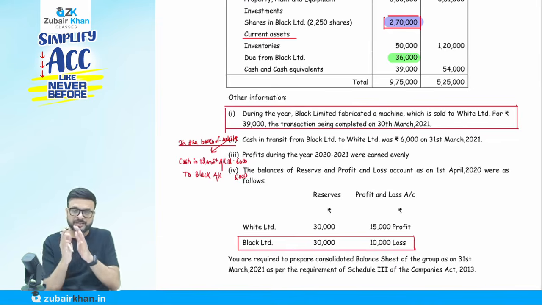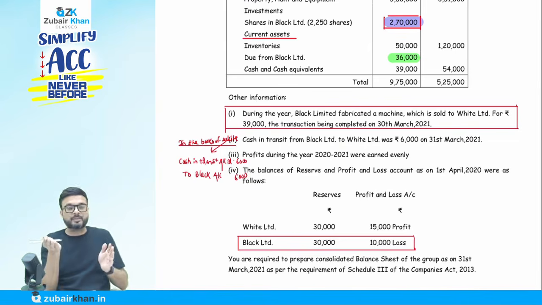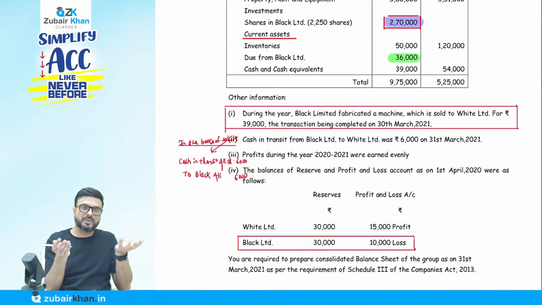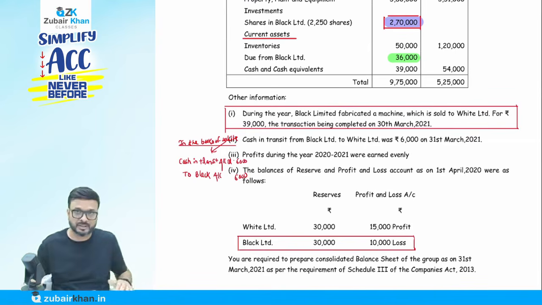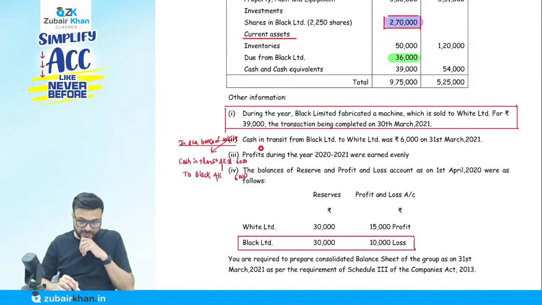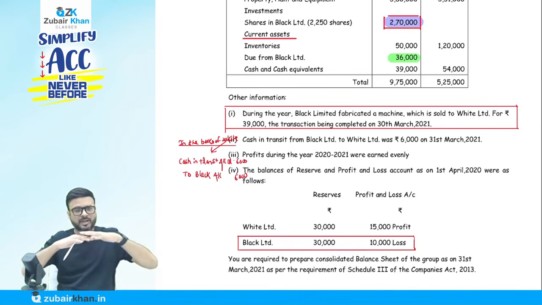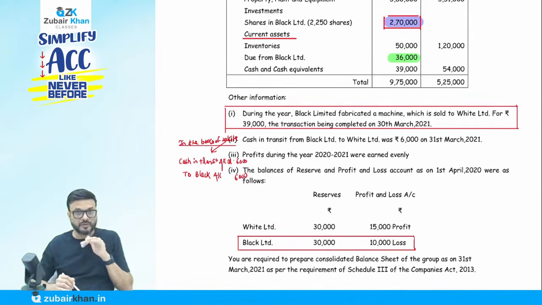Okay, a similar adjustment will come later on, and I will discuss it there. But for this question it is irrelevant, because the subsidiary company sold something during the year to the holding company, but the profit is not mentioned. So we'll ignore this point. Now they say that cash in transit from Black Limited to White Limited was rupees 6,000 on 31st March 2020. I will discuss this point later on. Profit during the year 2021 was uneven, meaning equal: the same profit every month. I will tell you why they are telling you this later. Even if it is not mentioned, we assume the same. Don't worry. Now this is interesting.